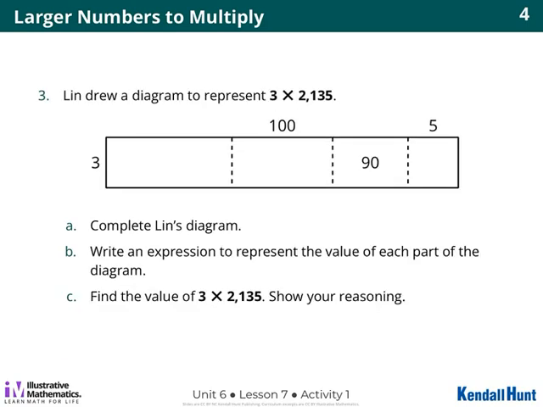And number 3, Lynn drew a diagram to represent 3 times 2,135. Do you think there's some things missing there? Yeah. Sure is. First, you're going to complete his diagram. Then you're going to write an expression to represent the value of each part. So you're going to come up with an expression for this box, an expression for this box, an expression for this one, and this one. Expressions have a multiplication sign and an equals.